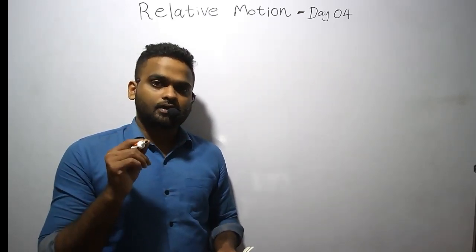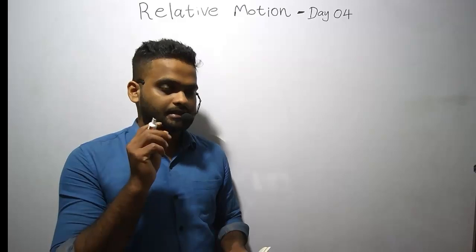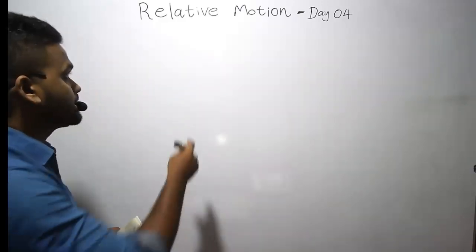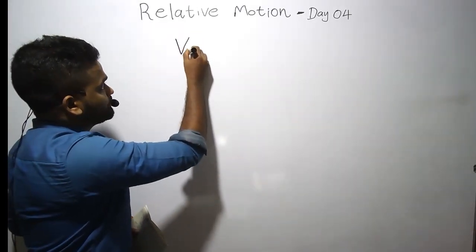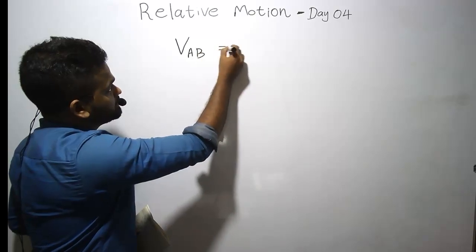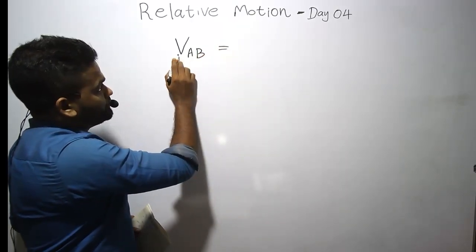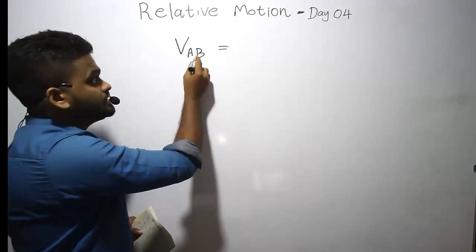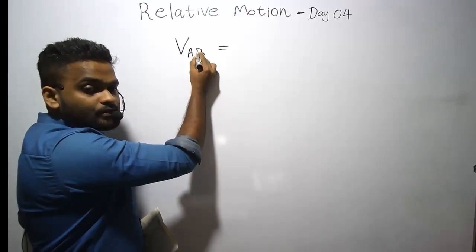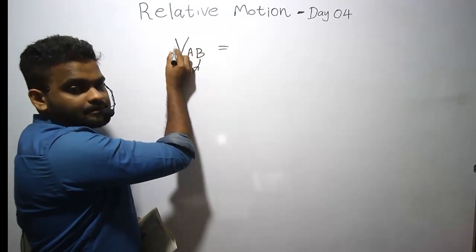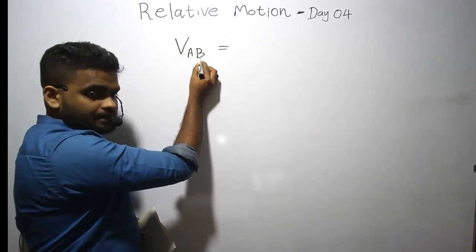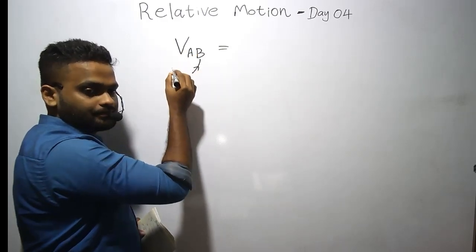Whenever we talk about relative motion, there's a basic equation, this equation, right? I think everyone has seen this equation. VAB. What does this mean? Relative to B, velocity of A.